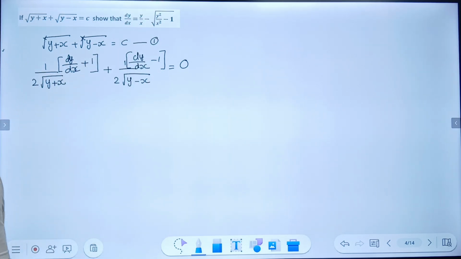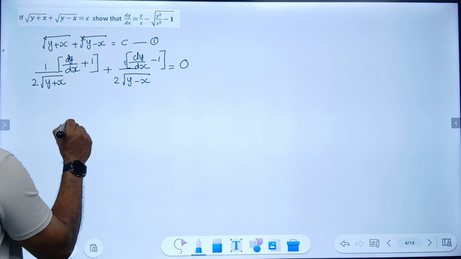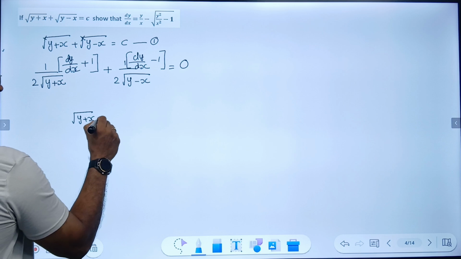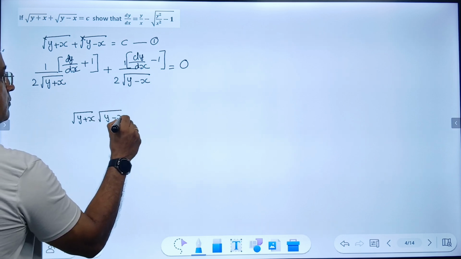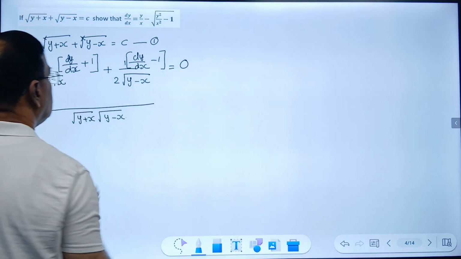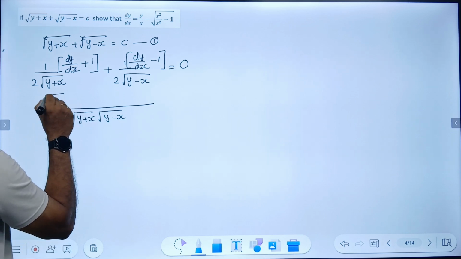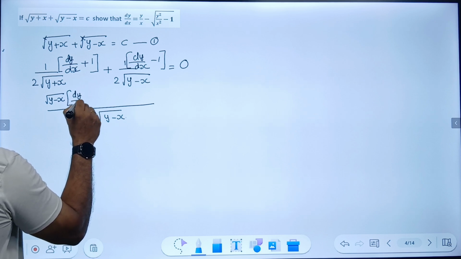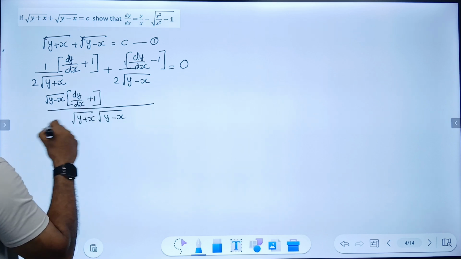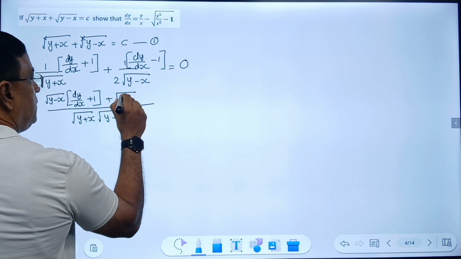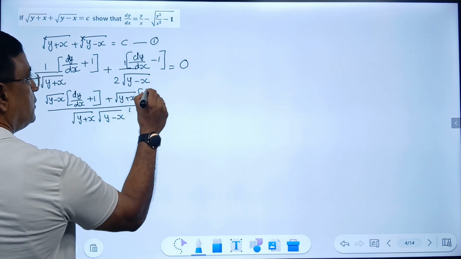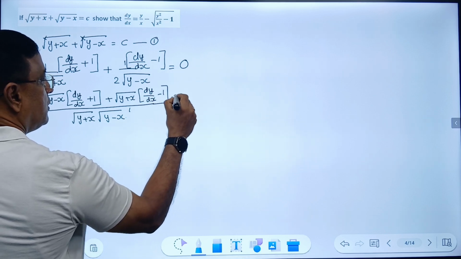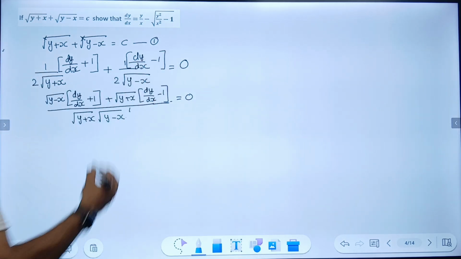Okay. Now what do you do? We'll take the LCM. What is the LCM? Your LCM is root of (y plus x) into root of (y minus x). So what will I get? I'll get root of (y minus x) into (dy by dx plus 1) plus root of (y plus x) into (dy by dx minus 1). And I cross multiplied this 2. Okay, so it's gone.